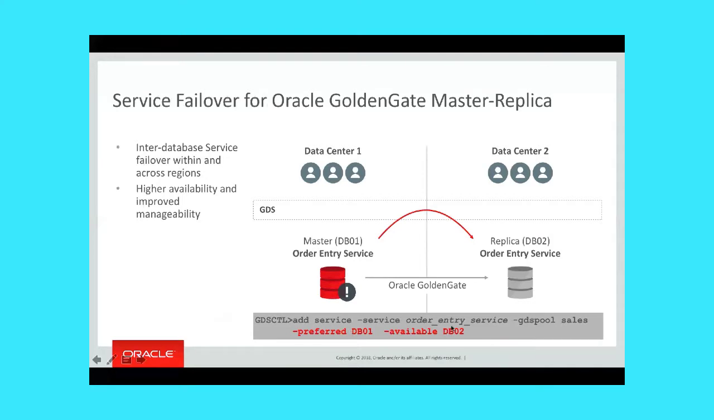Define your global service, specify what pool it resides on, and what's the preferred VM. So what happens is when this crashes, we automatically recognize this and fail over this service, the global service, to this replica, and we let the clients know that a service event has occurred. Then connection pools automatically recognize this, close their connections on the previous master, and open the connections automatically to the new master. So that's the service failover for GoldenGate master replica.